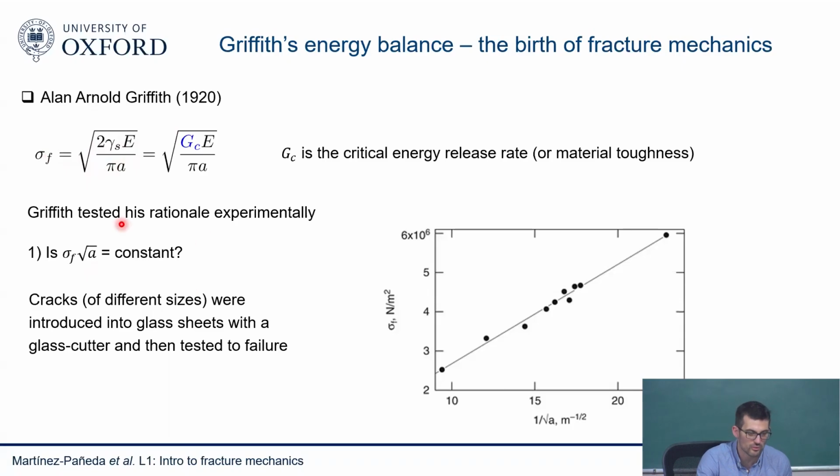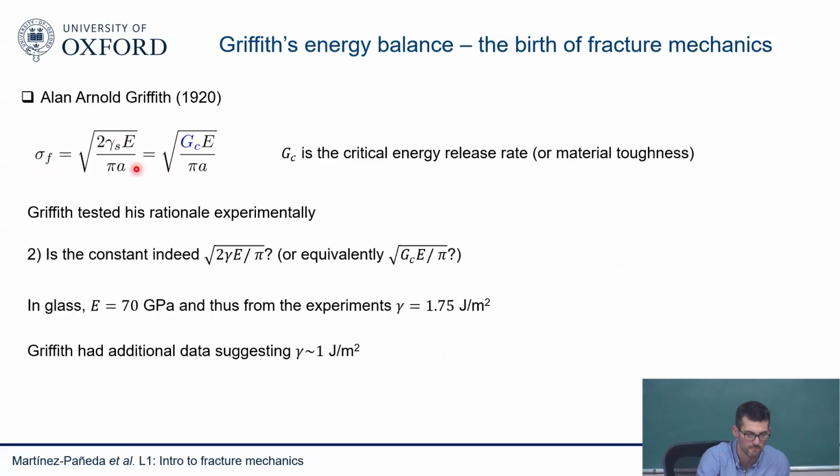So he did experiments on glass sheets. He introduced a defect. You can take a glass cutter and introduce a small defect, and then introduce defects of different size and see at what load they fail. And he obtained this data when he plots these two quantities. So it is indeed a constant. That was good news for him. Indeed, it seems that things fail following this scaling relationship. There seems to be the fact that the crack size governs failure based on some sort of material property. So that was good news.